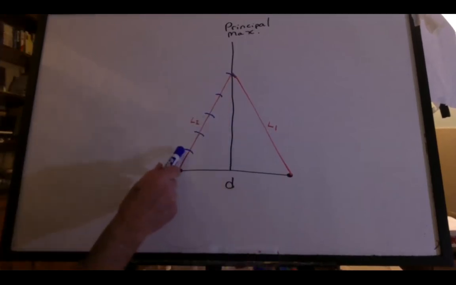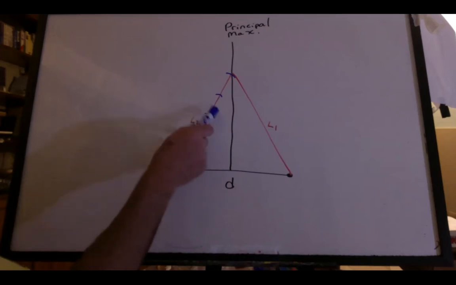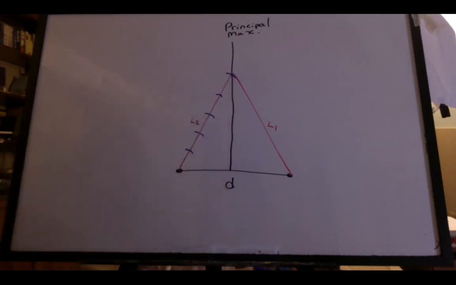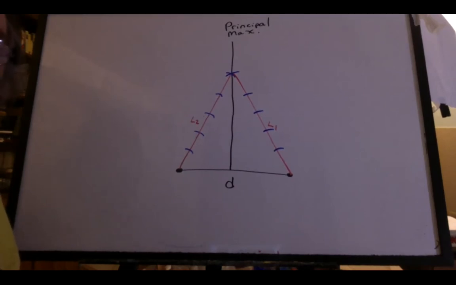I'm only going to draw in a small section of each crest, and I get 1, 2, 3, 4, 5 waves along that distance. Well, I'll get 5 waves along the other distance as well. So the crests will meet up on top of crests along the principal maximum.